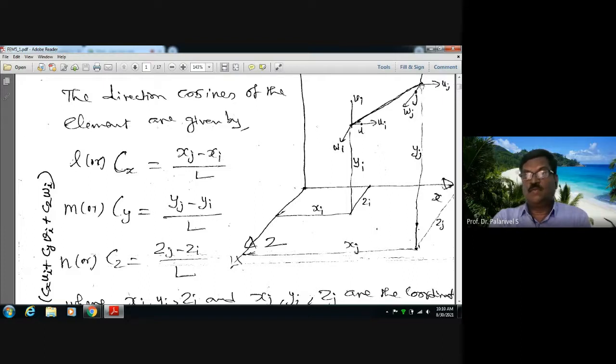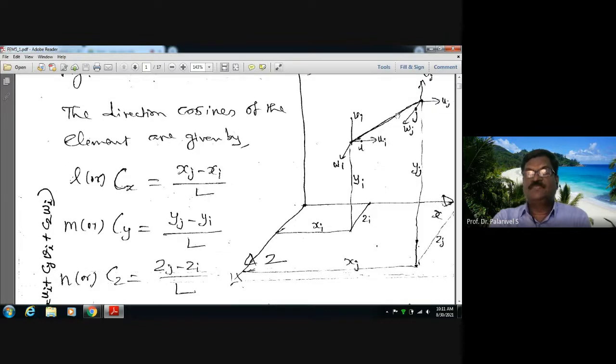If we know the coordinates, xj is known. It means its location along x-axis is known. And this node, whose location along x-axis is known, is xi. Xj minus xi will give you the projection of this member on x-axis. Actually, this truss member is arbitrarily oriented. Just imagine in the plane of the monitor, its projection is on the plane of the monitor. Now please see here, xj minus xi will give you this distance.